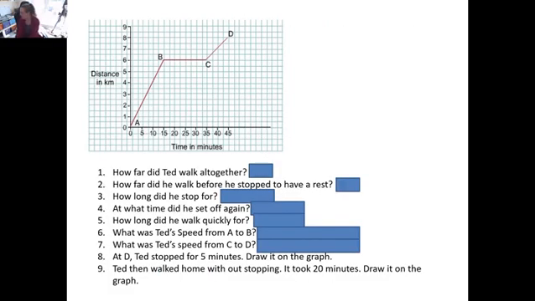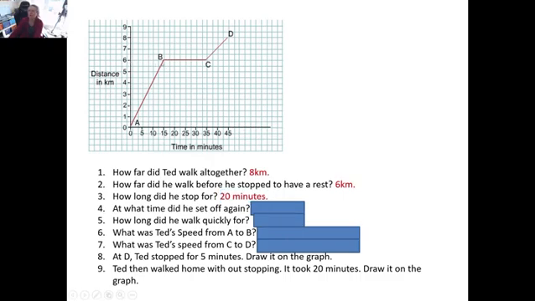Okay, so let's just run through the answers here. Now you'll notice that the distance here is in kilometres and the time is in minutes, so you must always be wary of any units that you're working with, year 10. Now you're asked how far did he walk altogether, so that's a distance of 8 kilometres. How far did he walk before he stopped to have a rest? Well, that was at this point here, so he had walked a distance of 6 kilometres.